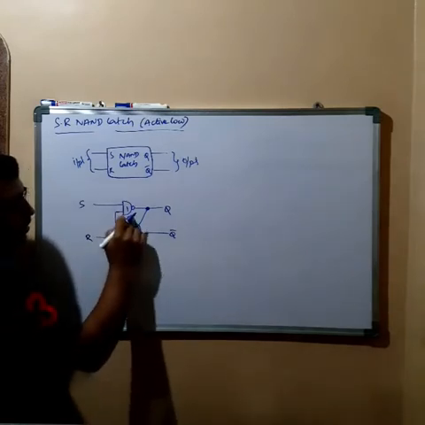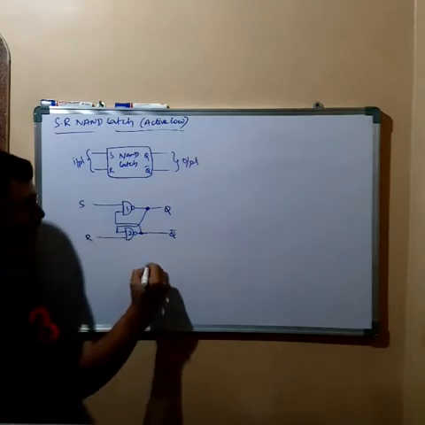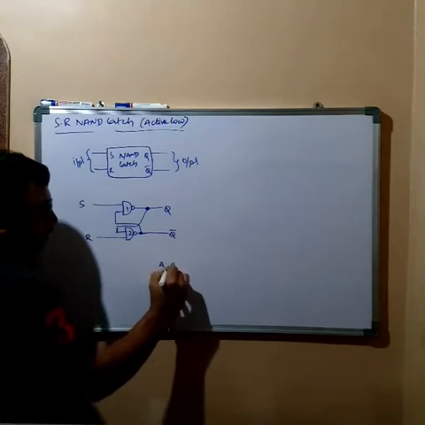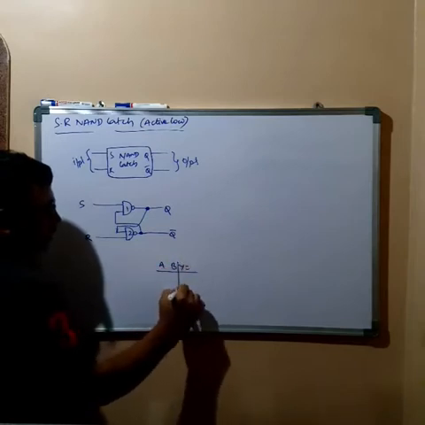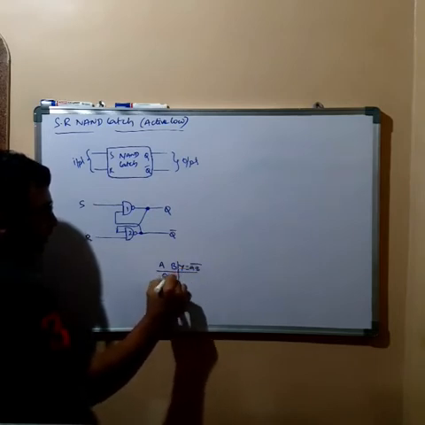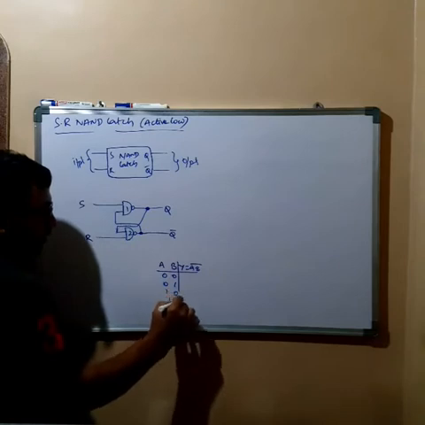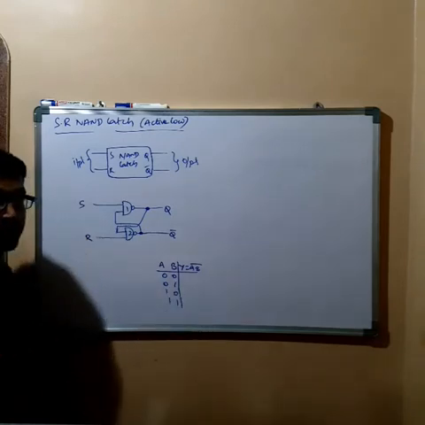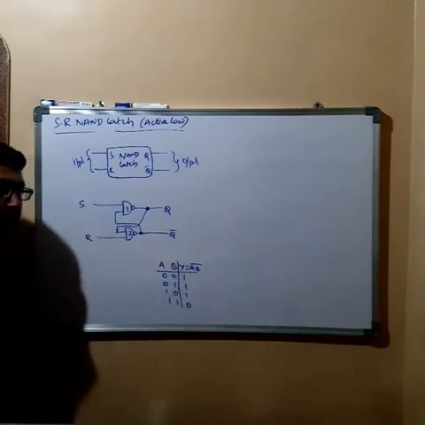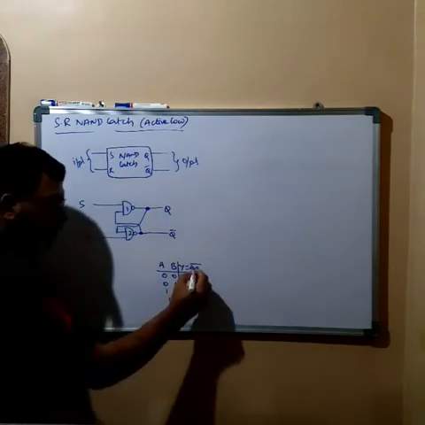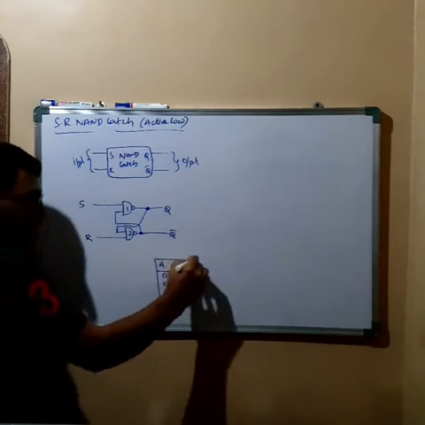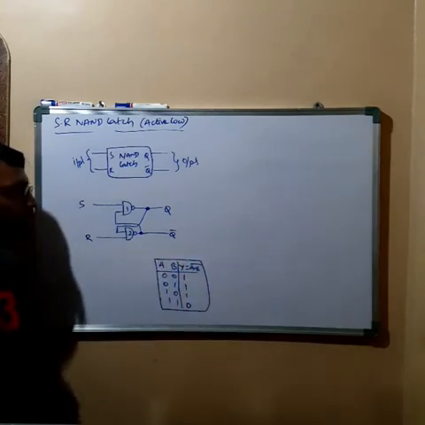Just recollect the functioning of NAND gate. NAND gate has two inputs. The logic expression for NAND gate is y equal to (a dot b) whole bar. The outputs are 1, 1, 1, 0 for inputs 00, 01, 10, 11. This is the output of NAND gate. The complement of AND is NAND. This is the truth table of NAND gate.